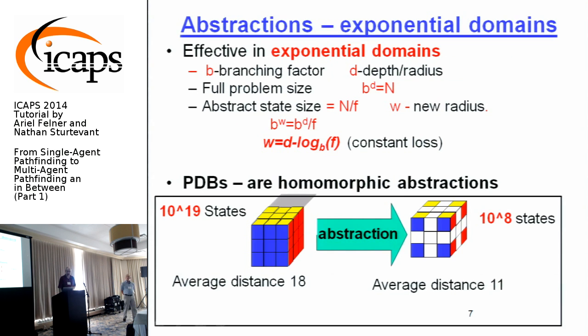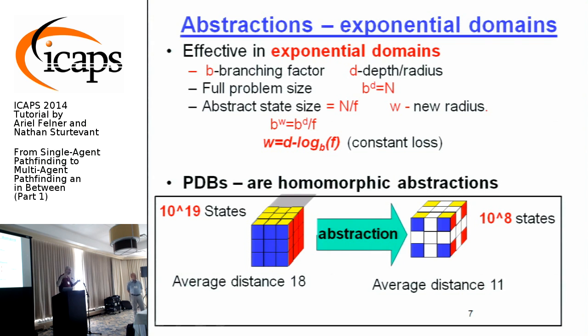And this works really well in an exponential domain. If we have this analysis here, the state space grows as b to the d, and my state space size b^d is equal to n. I can't store that entire state space, so I'm going to make an abstract state space which is f times smaller. Then if you push the math through, what you see is that the heuristic that I get in my abstract state space that's f times smaller is the original distance minus the log of f.